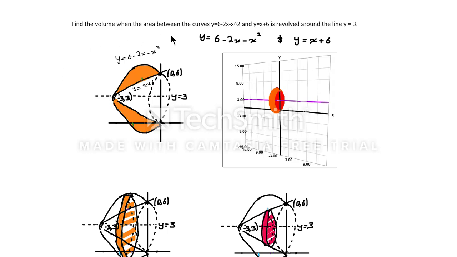This time we'll attempt to find the volume when the area between these two curves is revolved around the line y equals 3. Once again, I've enlisted the help of some graphing utilities to paint you a picture in advance of the cross section with the boundaries included.